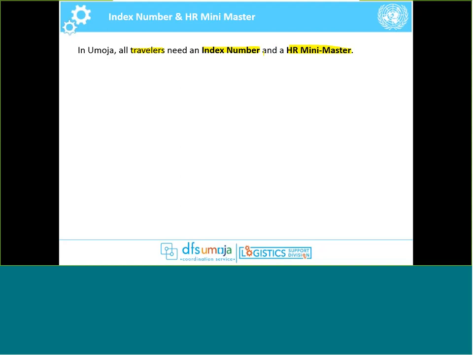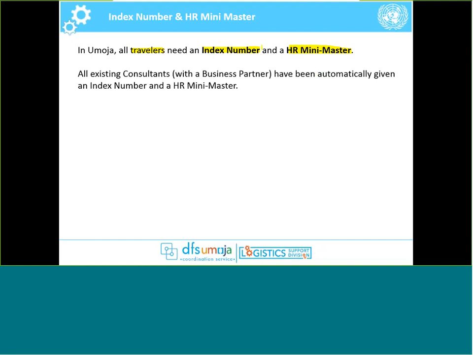So index number and HR minimaster is not only required for staff members, but it's also required for UNVs and non-staff if we need to raise a travel request for them. As a travel administrator, you are not responsible for creating index numbers and HR minimaster, but you need to know that without that, you will not be able to raise travel requests for them. So you'll need to contact the HR section to make sure that the travelers have a proper index number and an HR minimaster.